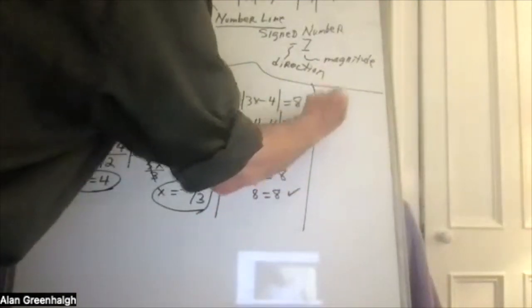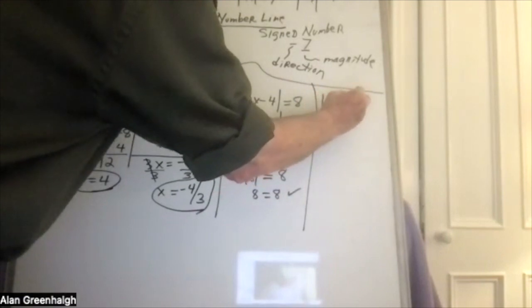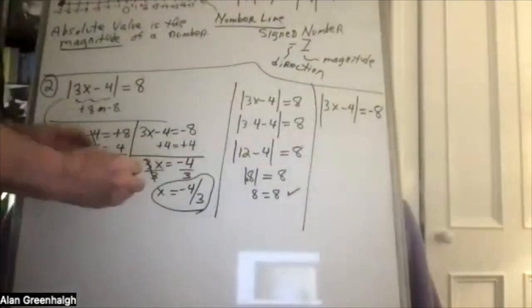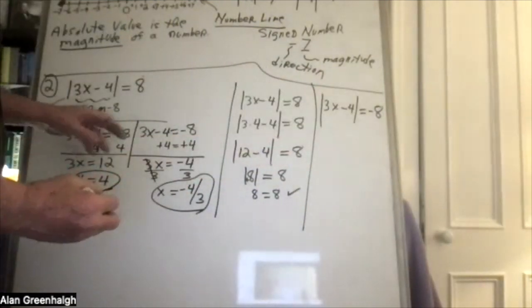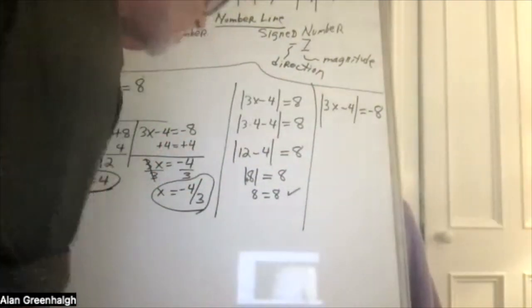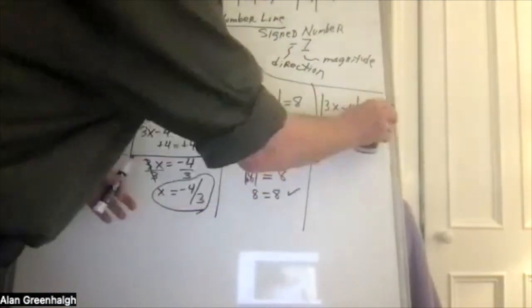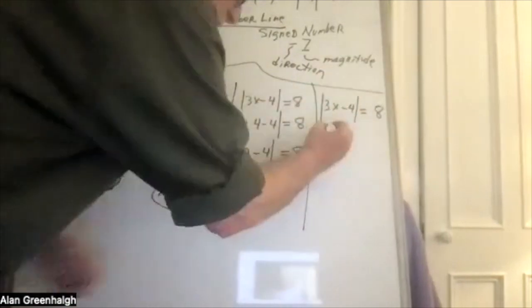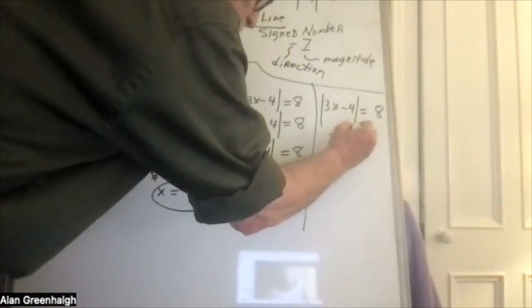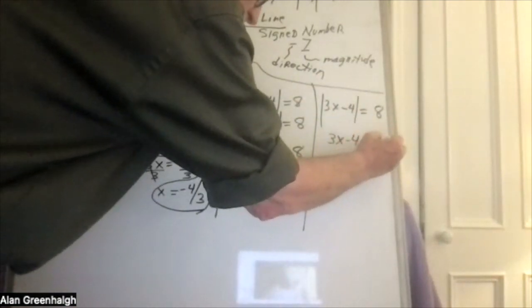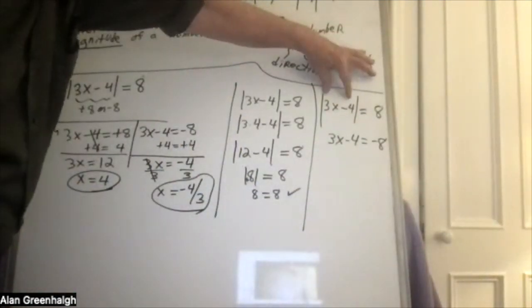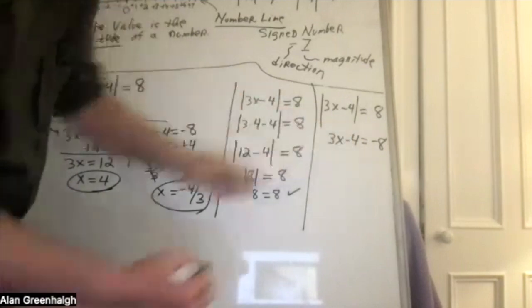So 3x minus 4 equals negative... The absolute value equals, well, that's not true. That's not true. The absolute value can never be negative. It's what's inside the absolute value that could be negative. So that's what I really intended to do. This becomes, well, it could be -8.